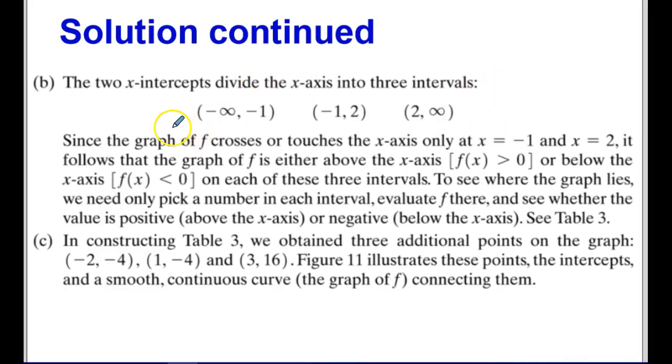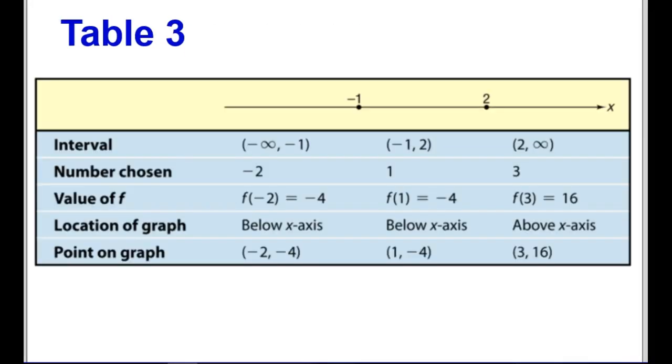So I pick a number in each piece. I would pick a value that falls below negative 1. I'd pick a value that falls between negative 1 and 2. And I'd pick a value that falls between 2 and infinity, so above 2, and plug that into my function, and let's see what we can see here.